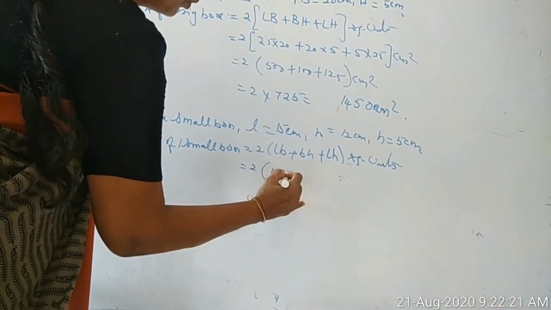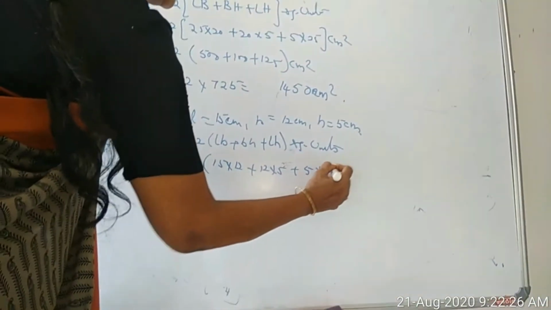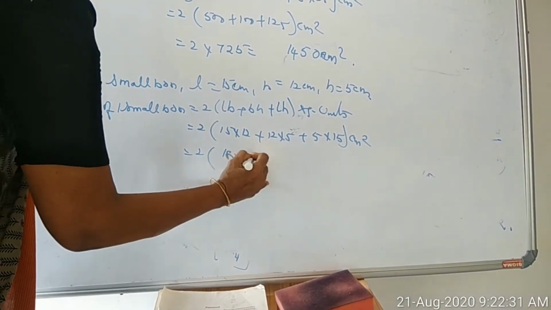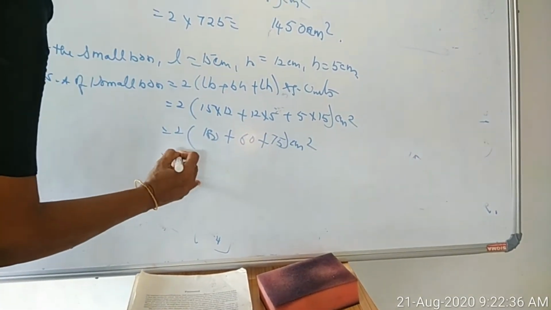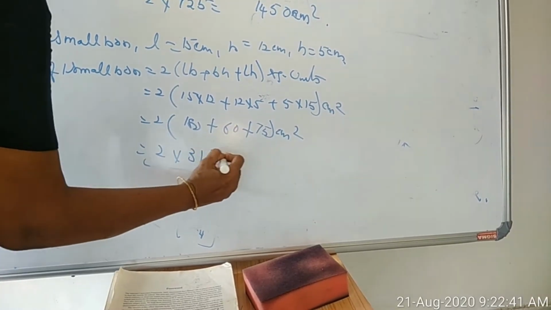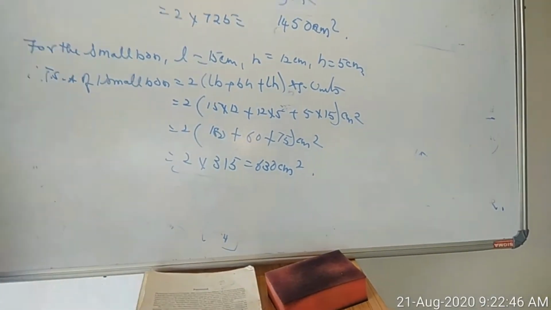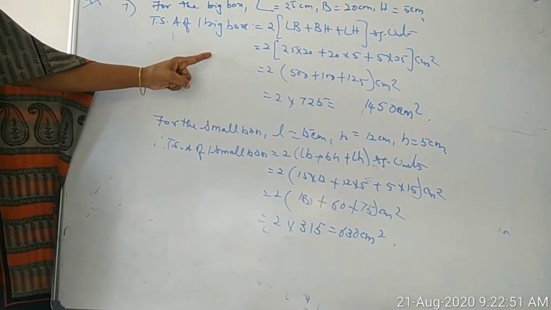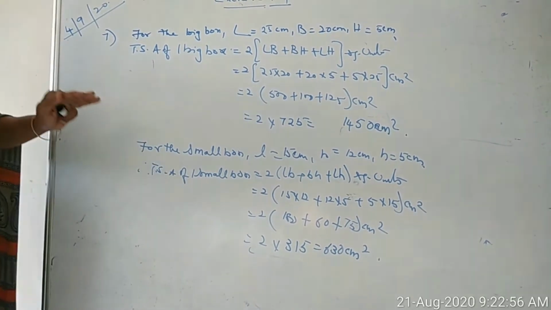2 into 15 into 12 plus 12 into 5 plus 5 into 15 centimeters square. Yes, 180, 60, 75 centimeters square. 240 plus 75, 315, into 2 is equal to 630 centimeters square. You have the big box, find the TSA of the big box. You have the small box, find the TSA of one small box, children.